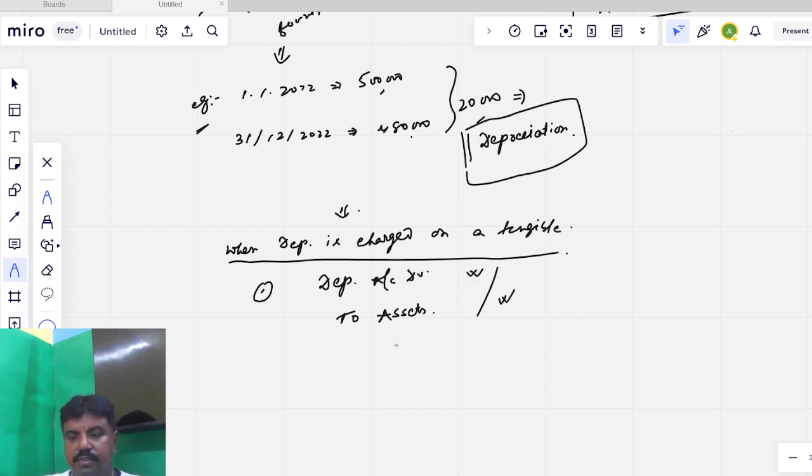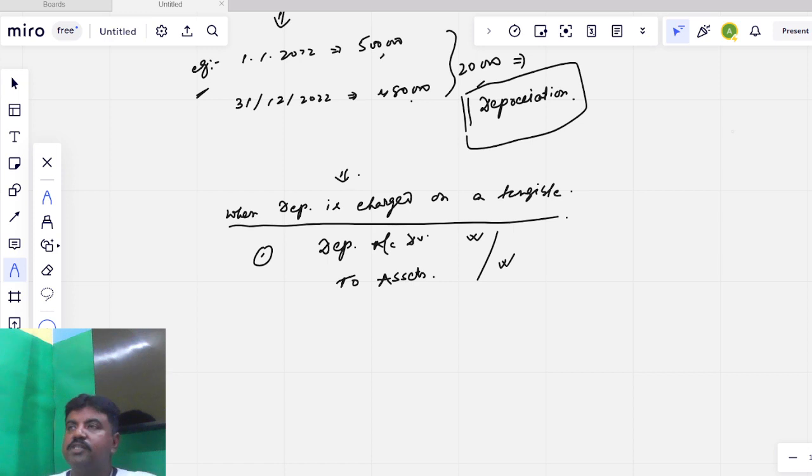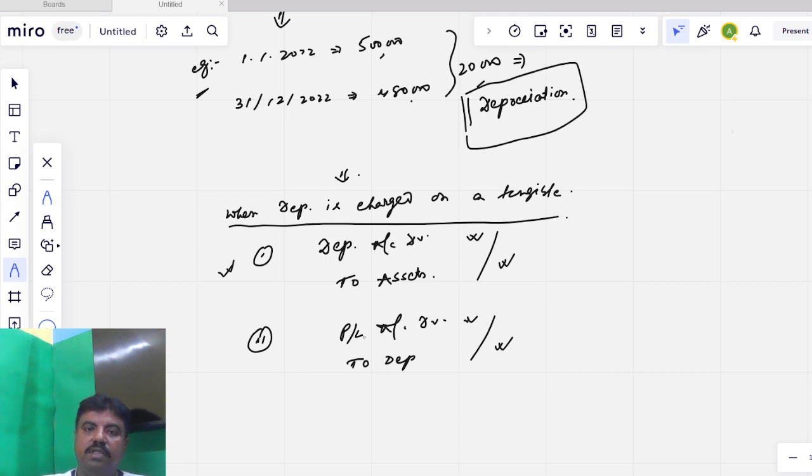So credit to assets. Then when the accounting year ends, this depreciation needs to be closed and transferred to profit and loss account. So for the closing entry, we pass profit and loss account debit to depreciation. So what are the related journal entries for depreciation? For charging of depreciation, credit to assets. And to find out the actual profit of a business, the depreciation needs to be closed. So at the end of the accounting period, we transfer this balance of depreciation to profit and loss account, and the entry we pass is profit and loss account debit to depreciation.